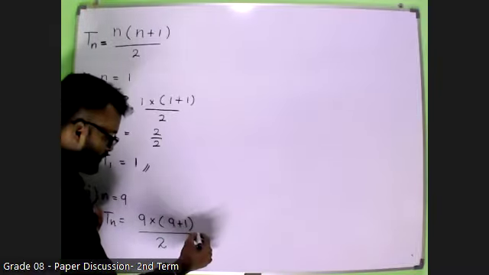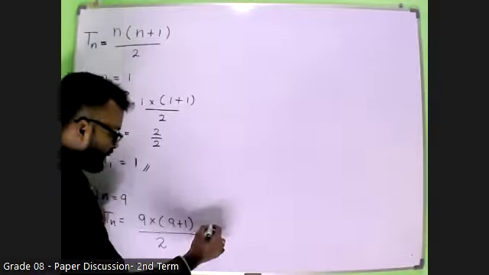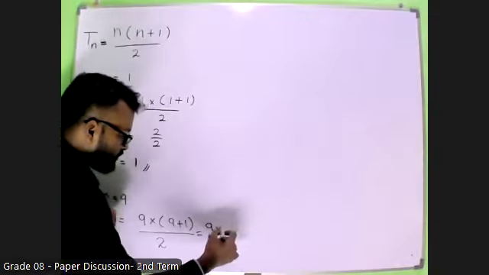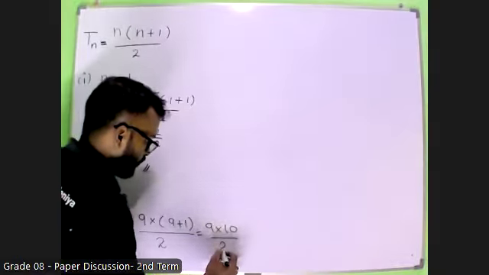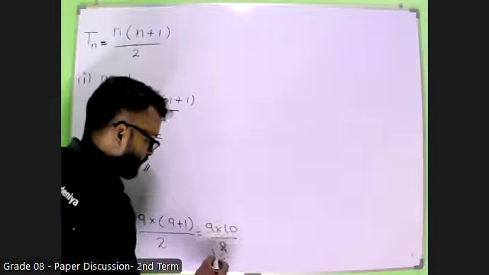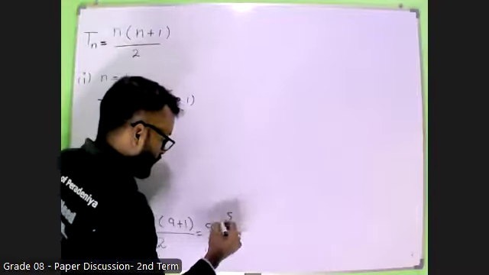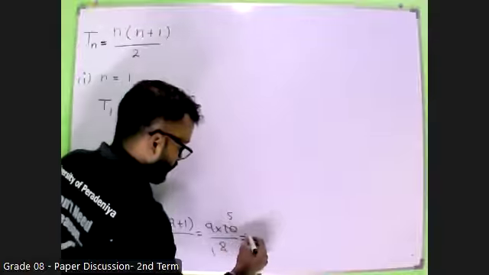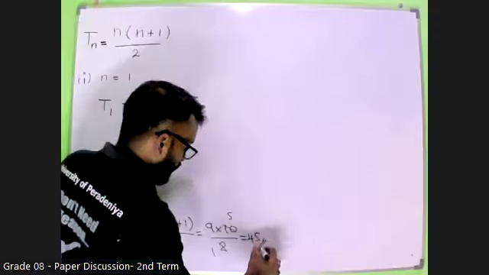Right? So how do you simplify this? 9 times 9 plus 1, 10. Divide by 2. 2 times 1, 2 times 5. 9 times 5, 45.